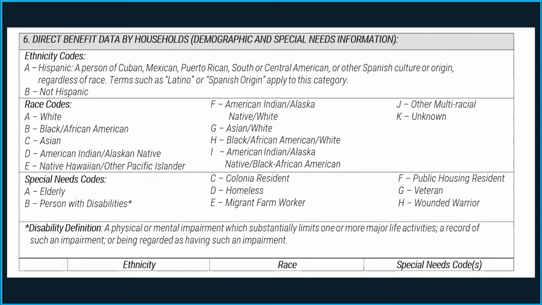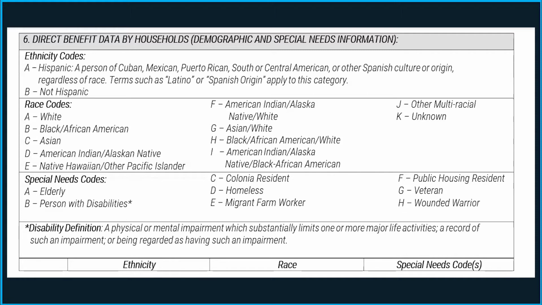Elderly is defined as a household member who is over the age of 62. A person with disabilities is a person who has a physical or mental impairment which substantially limits one or more major life activities, a record of such impairment, or being regarded as having such an impairment. HUD defines a colonia as rural communities within the U.S.-Mexico border region that lack adequate water, sewer, or decent housing, or a combination of all three. A colonia resident is someone whose primary residence is in a colonia.